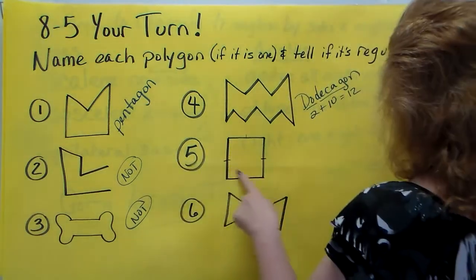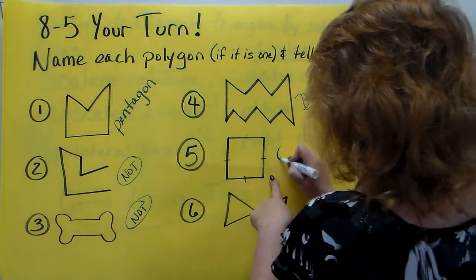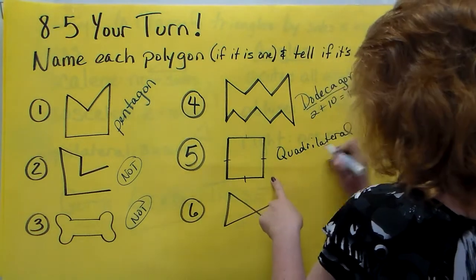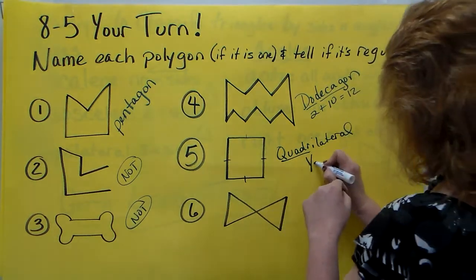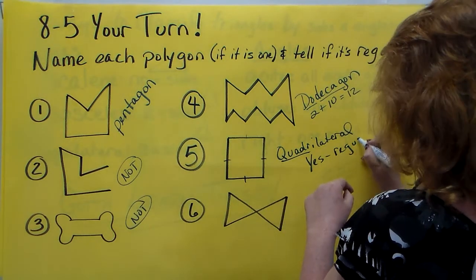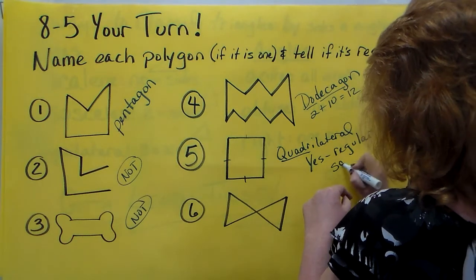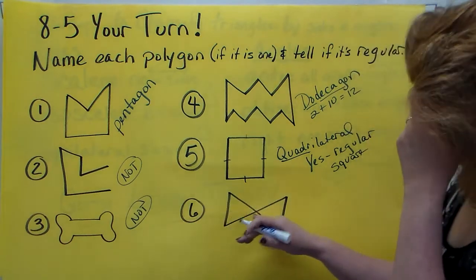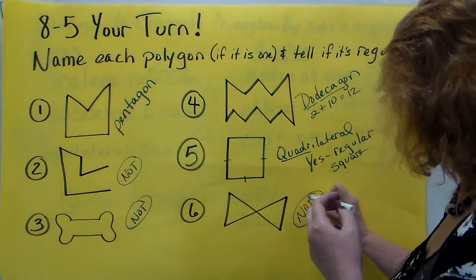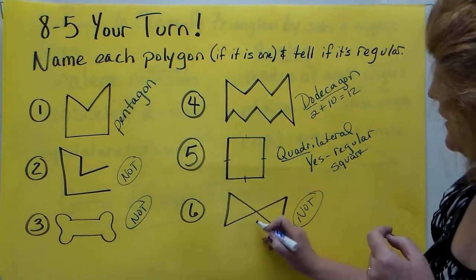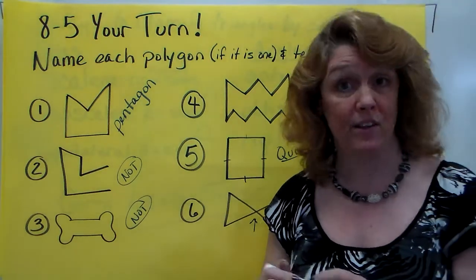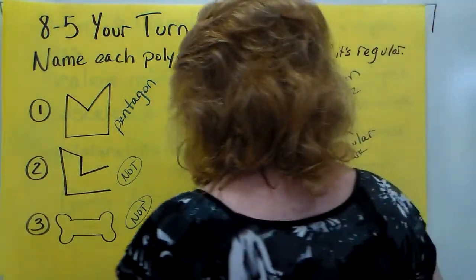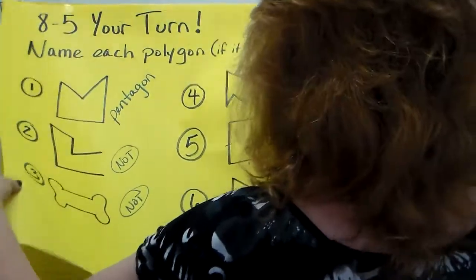I just drew something. This is a quadrilateral because it's got four sides. And yes, it is regular. And you get bonus points for noticing that a regular quadrilateral is a square. And then this one is not a polygon because it has sides that cross. Ta-da! Polygons in general.